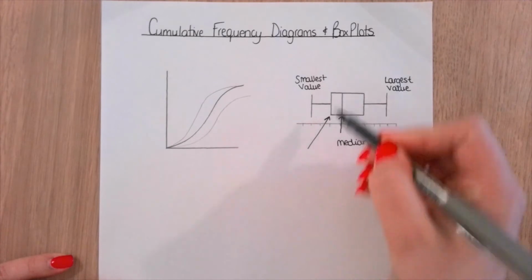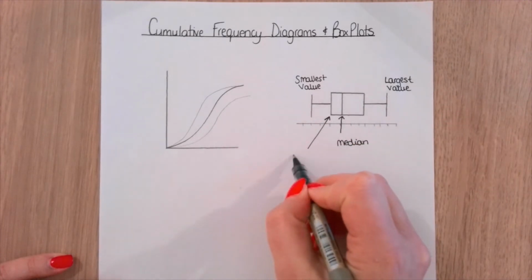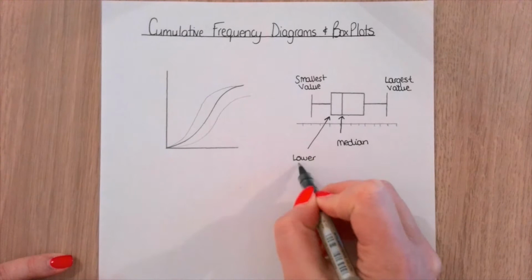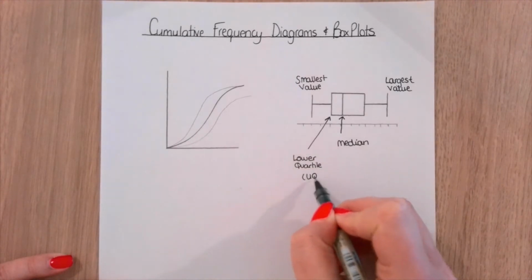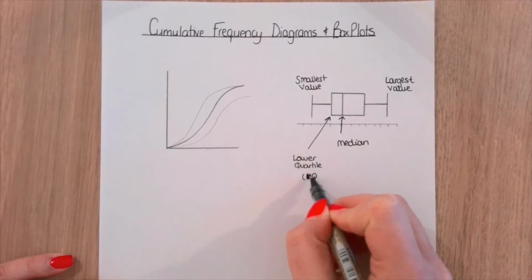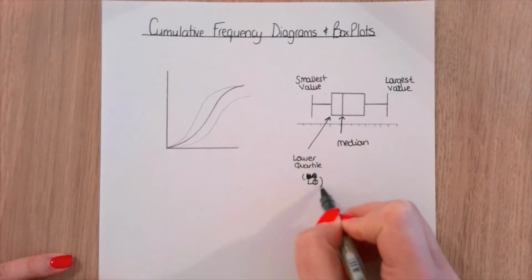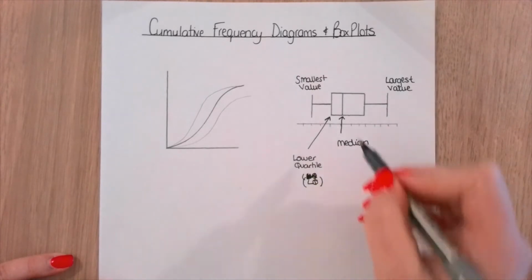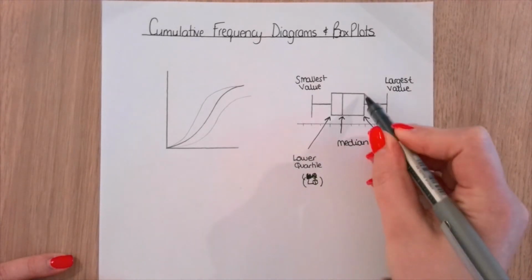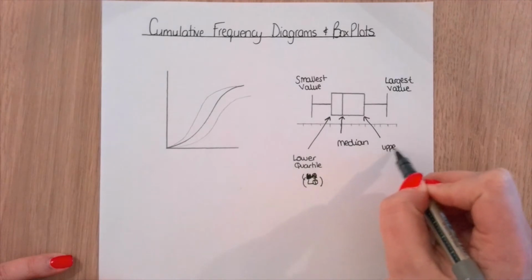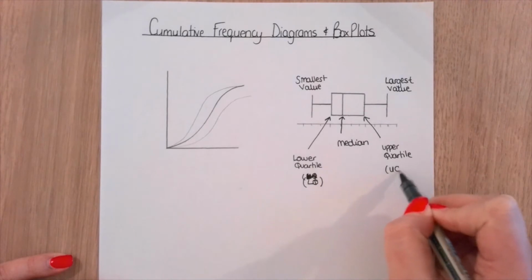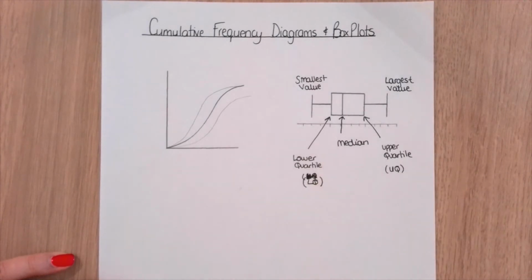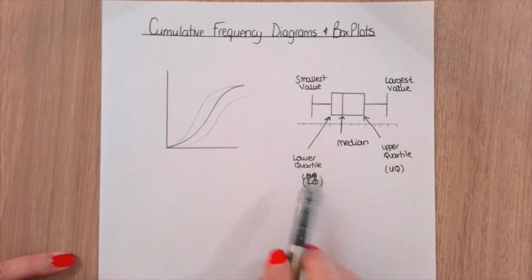This value here, represented by this line, is your lower quartile. You might see me write it as LQ. And this line here represents the upper quartile, which I think you've probably guessed now is represented by UQ. Now, it's really important that you understand these three things.